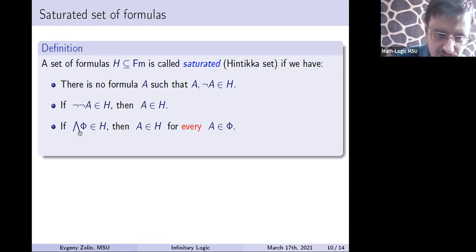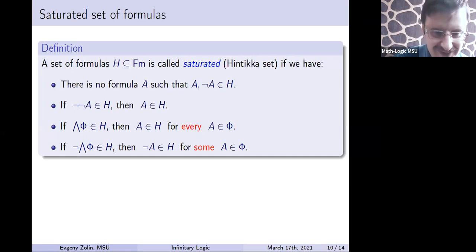The conjunction may be much bigger, much longer than any formulas from H. So we don't claim that it is in H. So only from left to right, if, then. And similarly for disjunction, but we do not have disjunction in our language.